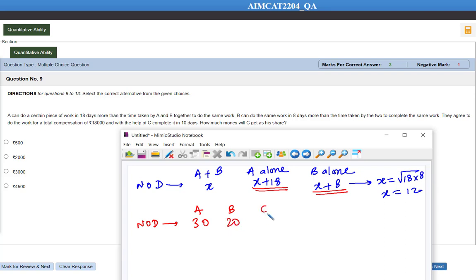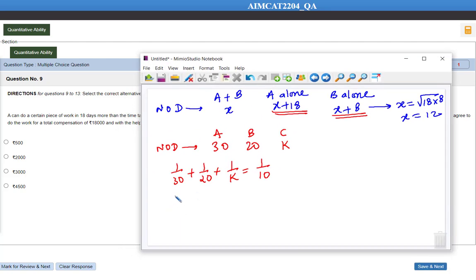Okay, and C alone can do the work in, let's say, K days. So if all of them work together they can complete the work in 10 days. So 1 by 30 plus 1 by 20 plus 1 by K is equal to 1 divided by 10. Okay, so the LCM is 60, so let's multiply every term by 60. So this is going to be 2 plus 3 plus 60 by K is equal to 6.